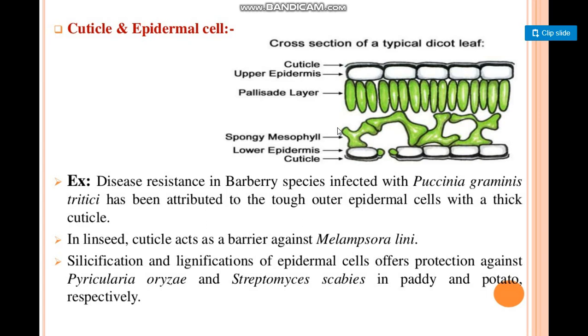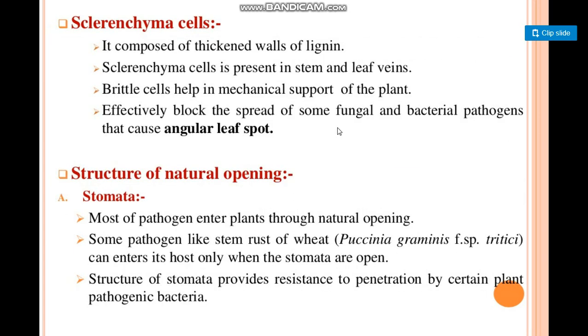In cross section, we can see a typical dicot leaf, with both sides covered with cuticle, the upper epidermis, and the lower epidermis. Silicification and lignification of epidermal cells offer protection against Pyricularia oryzae and Streptomyces scabies in paddy and potato respectively. Sclerenchyma cells are composed of thick walls of lignin. Sclerenchyma cells are present in stem and leaf veins.